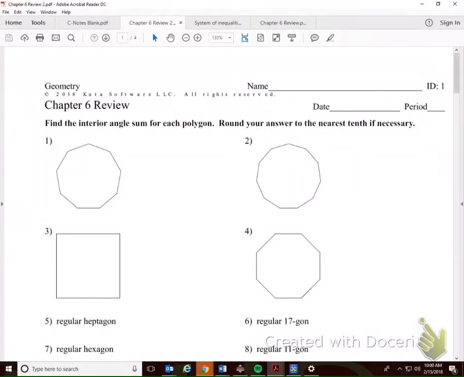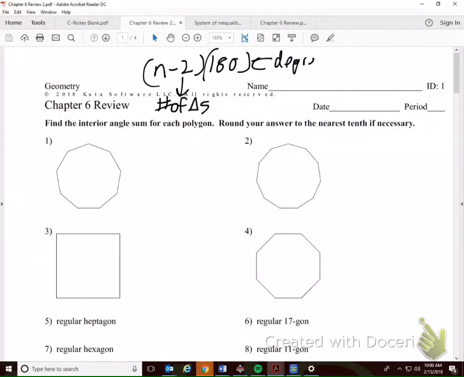So, number one, the interior angle sum for each polygon. The equation we use is n minus 2 times 180. The n minus 2 is the number of triangles in each polygon. We know that each triangle has internal degrees of 180. So we figure out the number of triangles per polygon, multiply it by 180, and that gives us the interior angle sum for each polygon.